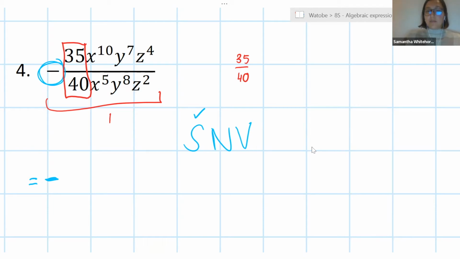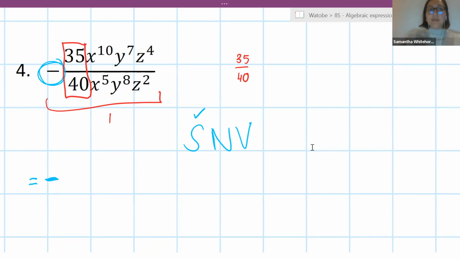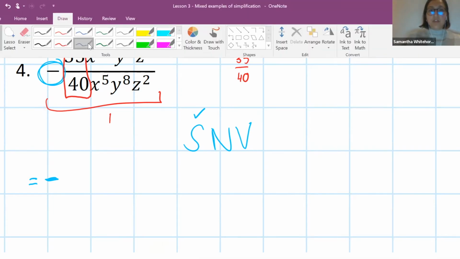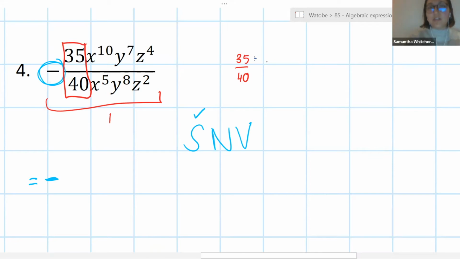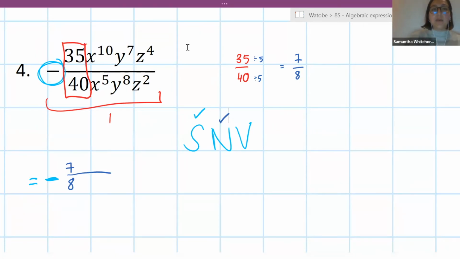Awesome. So I'm seeing some 5s there. Great. Both of them can be divided by 5. So that's what I need to go and do. If I divide 35 by 5 and 40 by 5, I'm going to end up with 7 over 8. So that is my number part of the fraction simplified. Okay. Well done, guys. Now we move on to the variables.